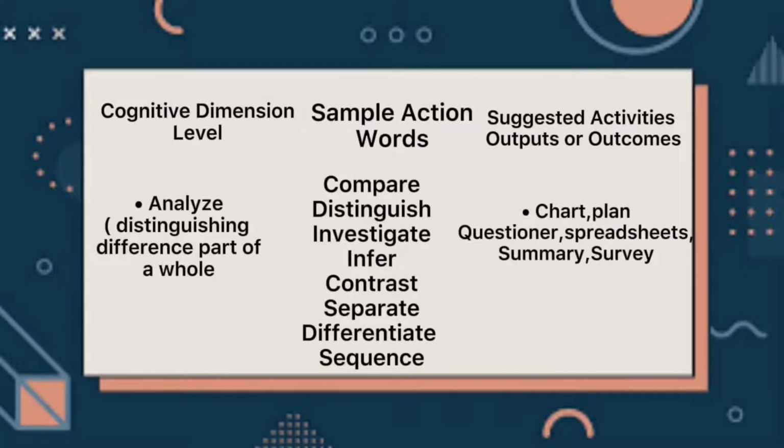So we come now to the fourth cognitive dimension level. We have analyze or distinguishing different parts of a whole. At this level, the sample action words are compare, distinguish, investigate, infer, contrast, separate, differentiate, and sequence. Suggested activities, outputs, or outcomes are a chart, plan, questionnaire, spreadsheet, summary, and survey.